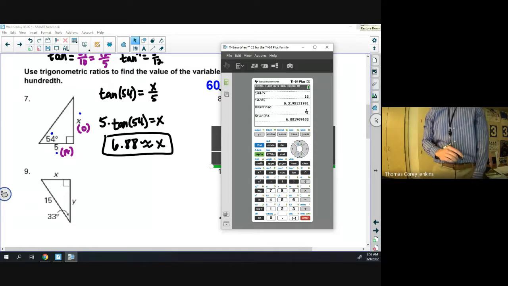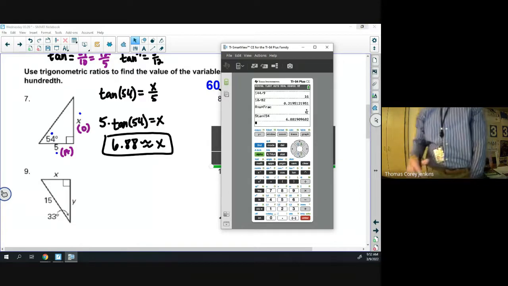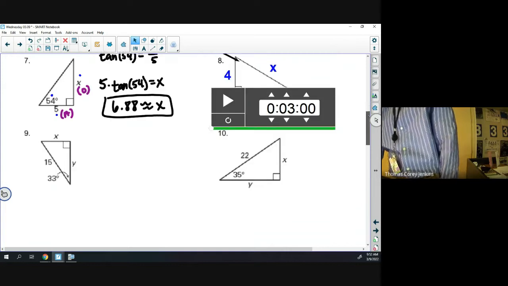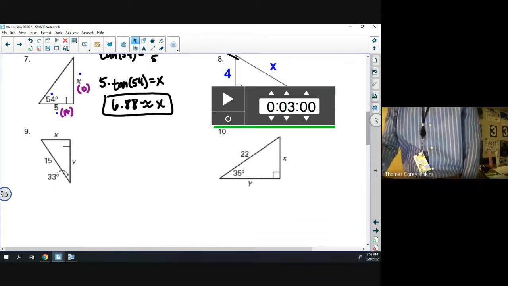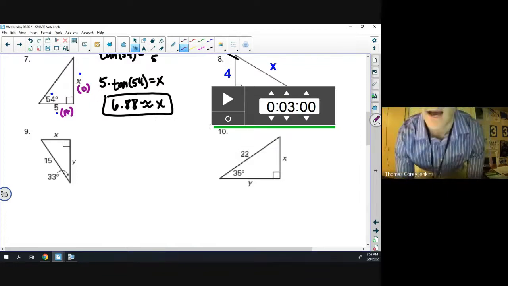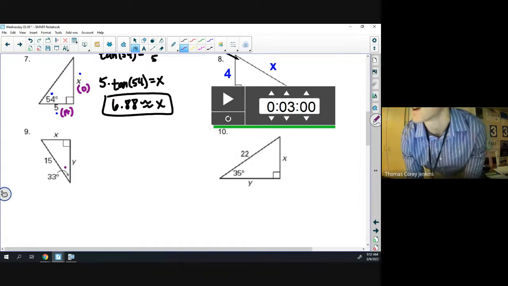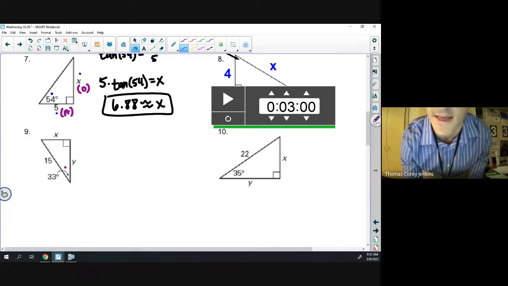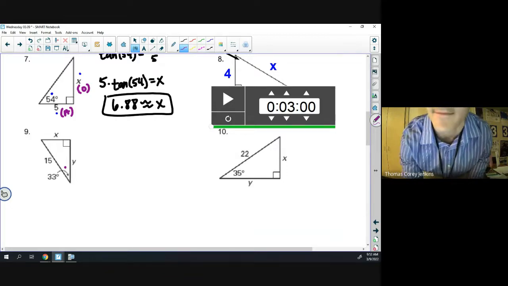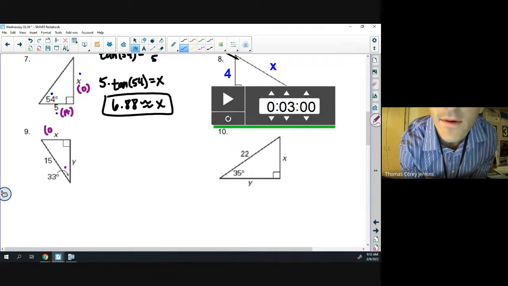So on 9, we're asked to find x and y. It's just 2 problems instead of 1. So we'll find x first. Focusing on x here, we know we're given this angle is 33. In relation to that angle, x would be the what side? O or A? O. All right, and then 15 is what?